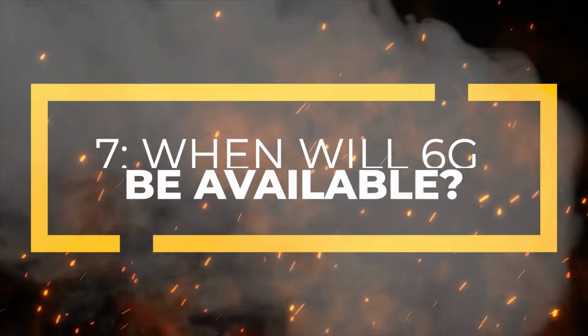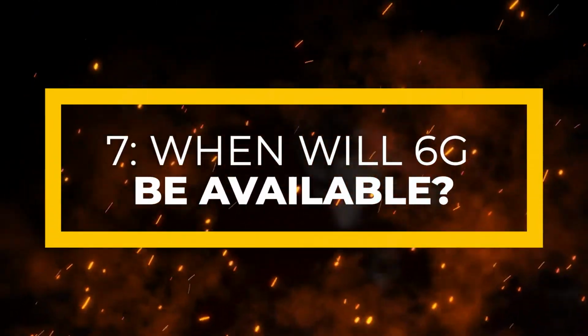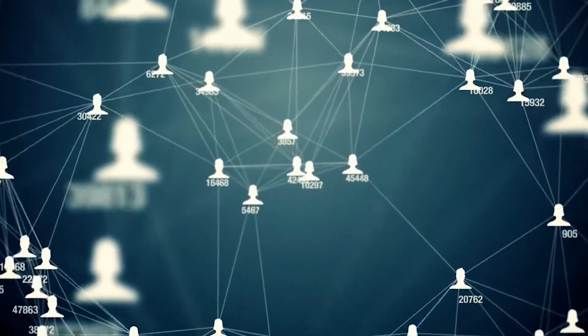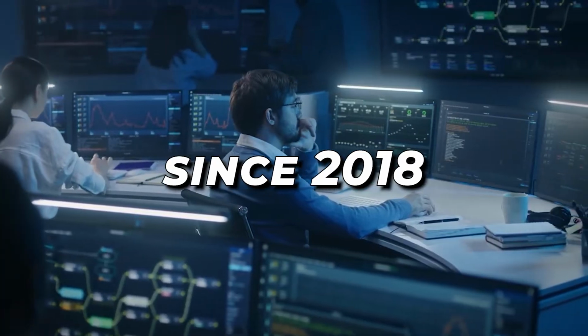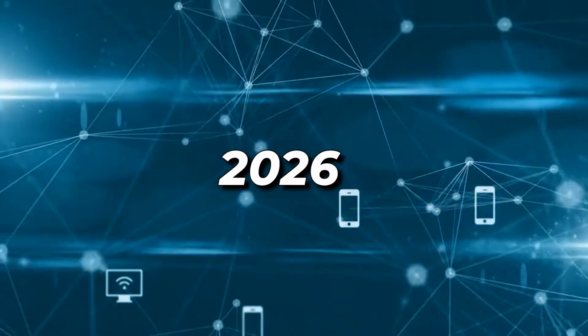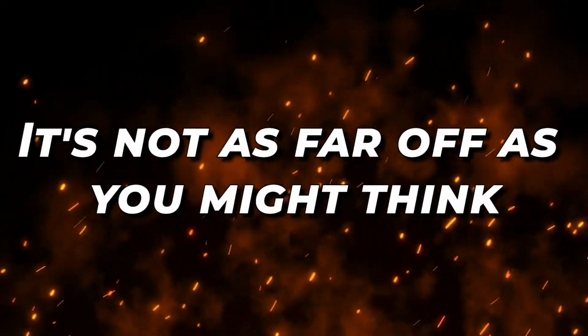Segment 7: When will 6G be available? But when can we expect 6G to hit the market? Development has been underway since 2018, with tests slated for 2026 and commercialization around 2030. It's not as far off as you might think.